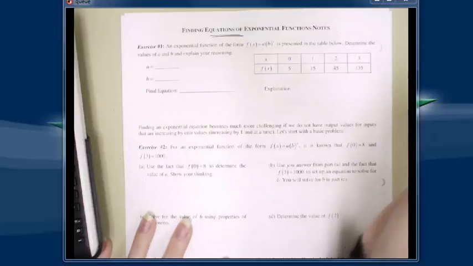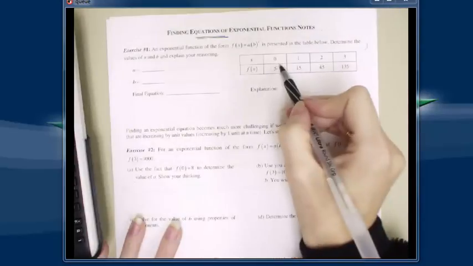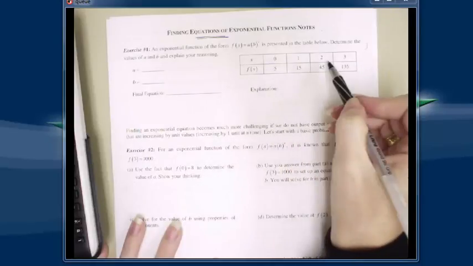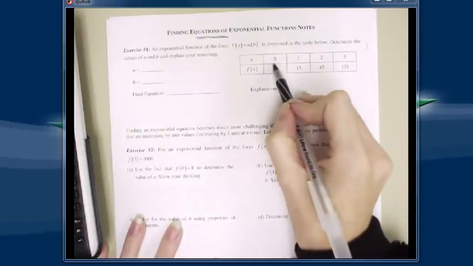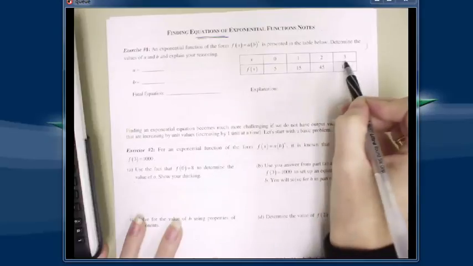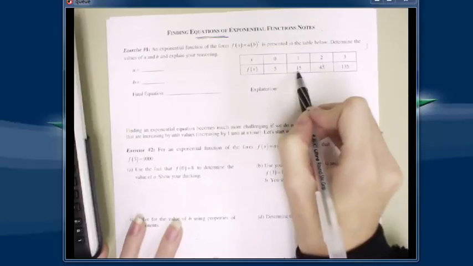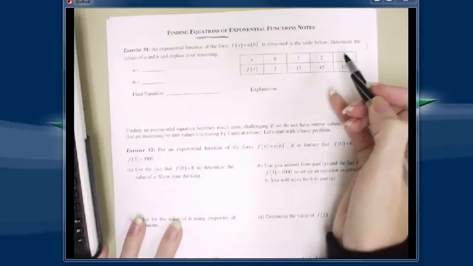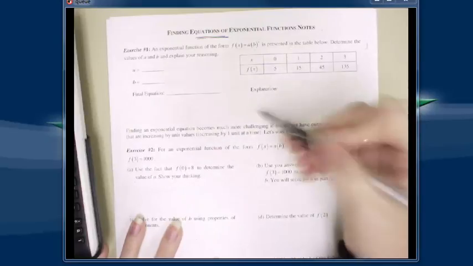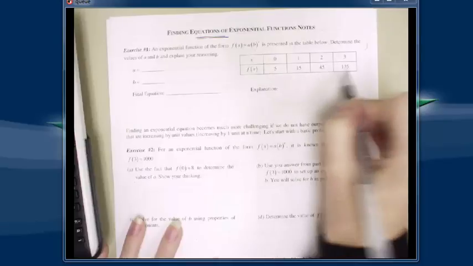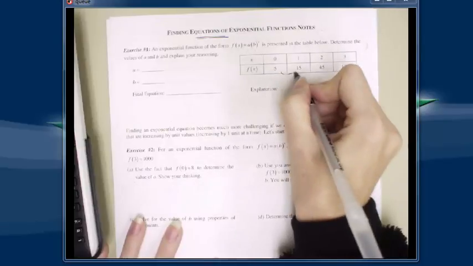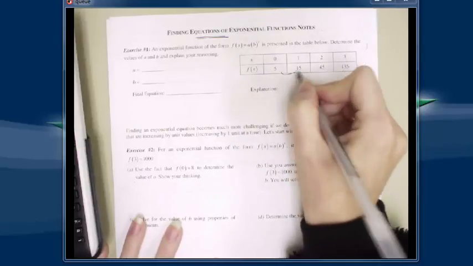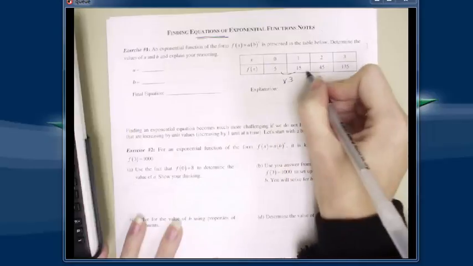So first, determine a values and explain our reasoning. I want you to just take a minute and look at the patterns here. The x values are going up by 1. The y values, they're jumping up a lot, which is what we expect by an exponential. We want to say, okay, the more I see of those, yep, that's big jumps there. So to get from 5 to 15, I'm multiplying by 3.